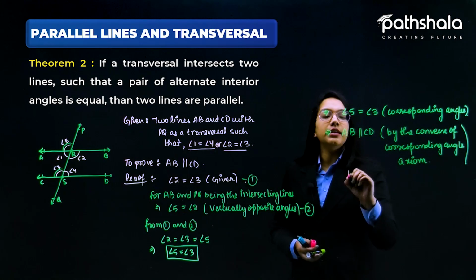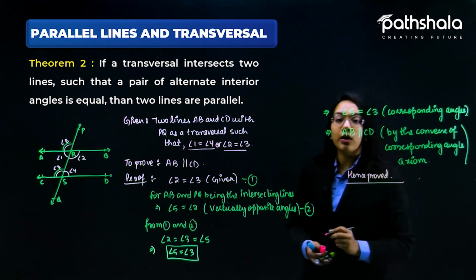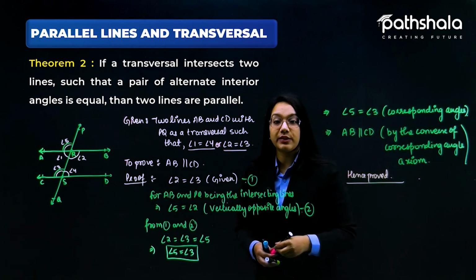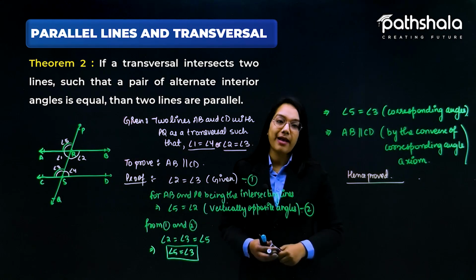Hence, this is the proof of this theorem. This is all about the theorem that if a transversal intersects two lines such that a pair of alternate interior angles is equal, then the two lines are parallel to each other.